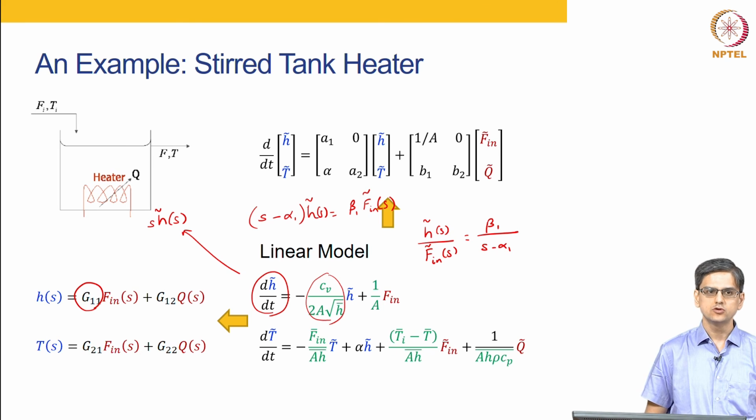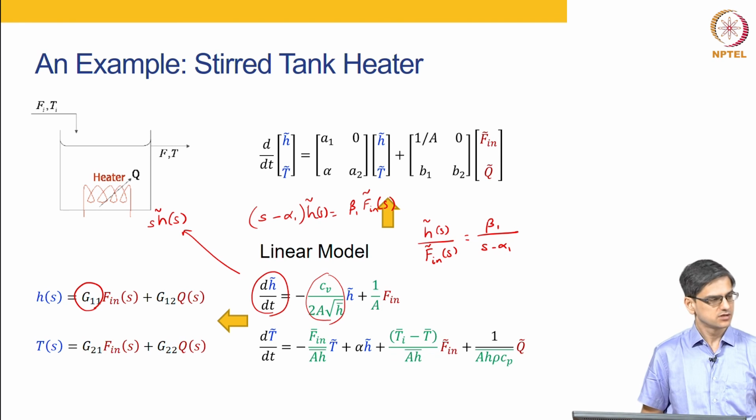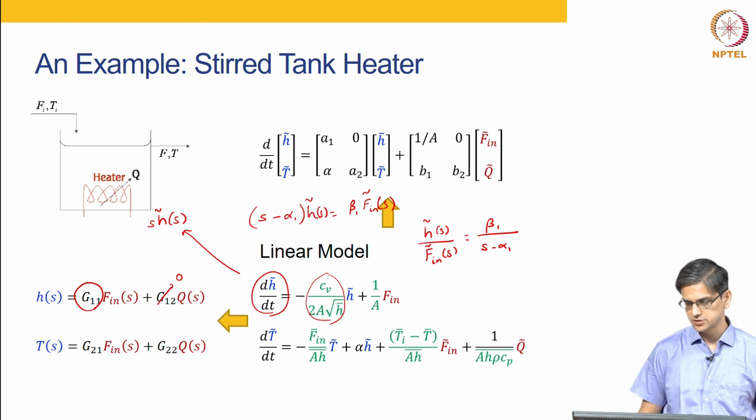What is your G12? It is 0. Why? Because H is not affected by heater power. So, therefore, G12 is 0. G21 and G22 will have values. Let us not worry about what those values are going to be.